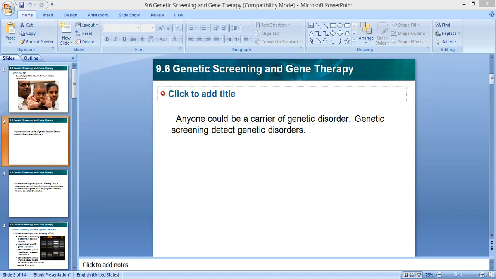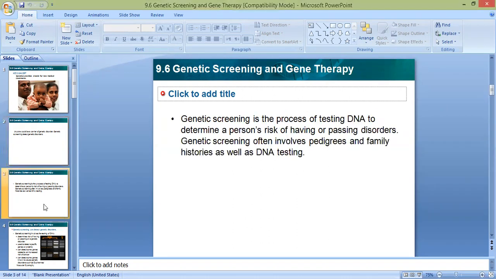And the other way is by testing the DNA itself by using electrophoresis and also maybe karyotyping. So they test the DNA in different methods to make a whole genetic screening, and it helps them detect genetic disorders. Thank you, Murad. Genetic screening is the process of testing DNA to determine a person's risk of having or passing on disorders, and it often involves pedigree and family histories as well as DNA testing in different methods.